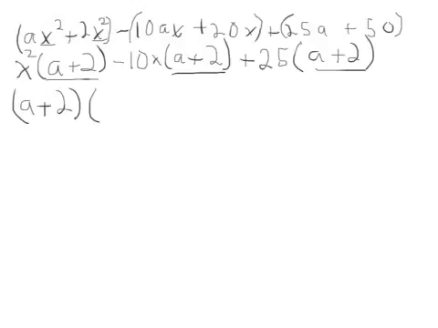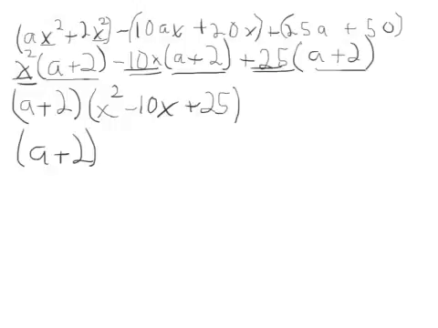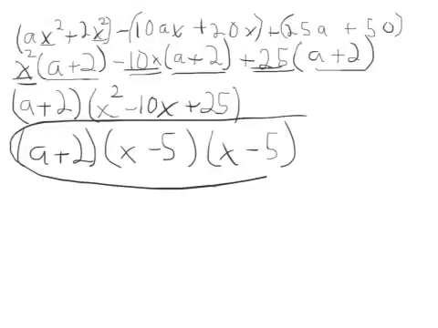and then remaining in parentheses, I'm going to put what I have left over. So the x squared, this negative 10x, and this plus 25. Now notice I can factor one more time. So a plus 2 remains the same, but over here I can get an x minus 5 times an x minus 5. So my final answer will be this whole answer right here.